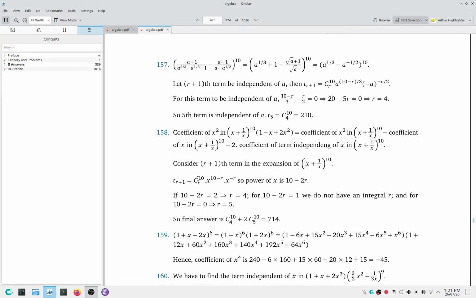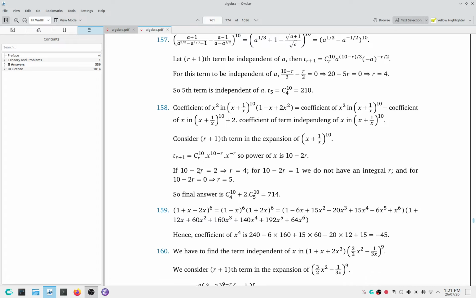So T(r+1) is equal to 10Cr x^10 minus r times x^minus r. So the power of x is 10 minus 2r. Now if 10 minus 2r is equal to 2, r is equal to 4. For 10 minus 2r equal to 1, we don't have an integral r. And if 10 minus 2r is equal to 0, then r is equal to 5.